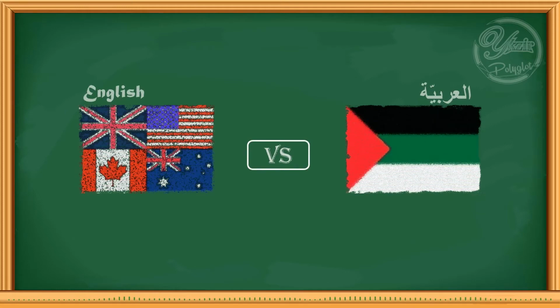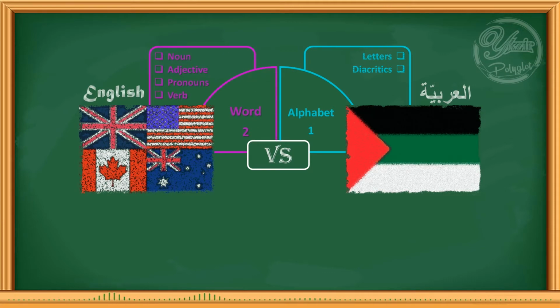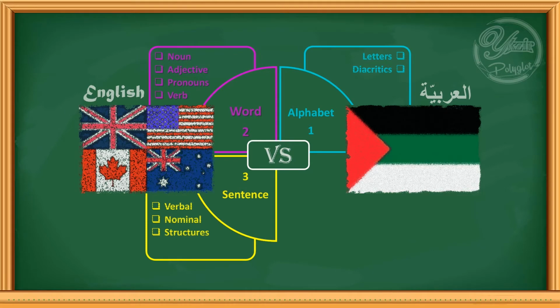In this video, we're going to make a linguistic comparison between the English and Arabic languages. In the first topic, we're going to talk about the differences between the English and Arabic alphabets. The second topic is about the similarities and differences of English and Arabic words, including the subtopics verb, noun, adjective, and pronouns.